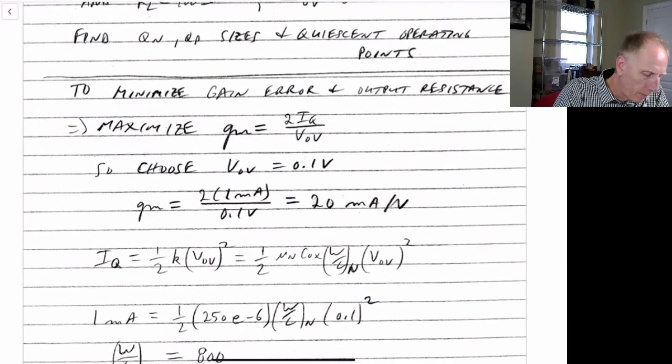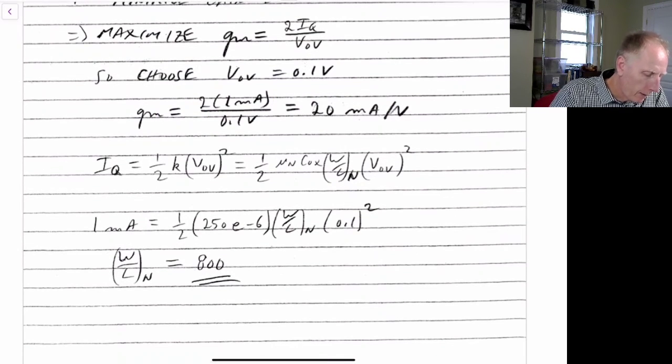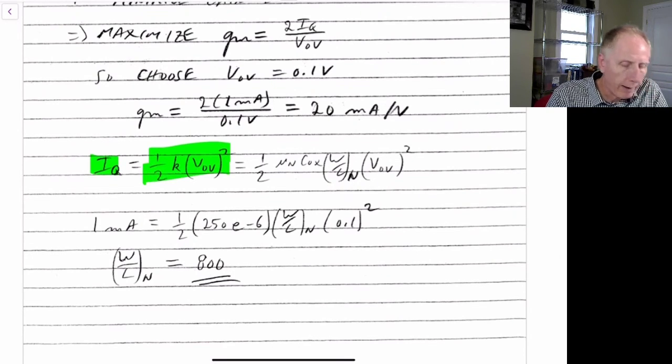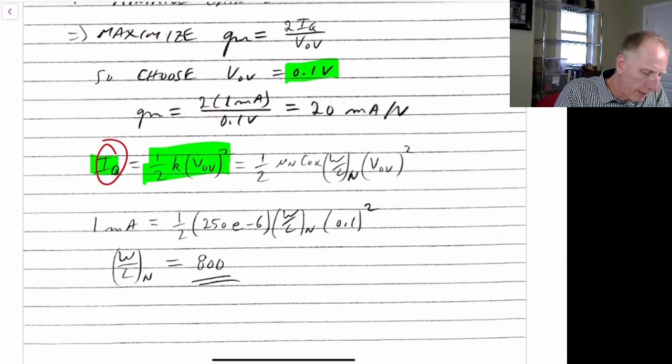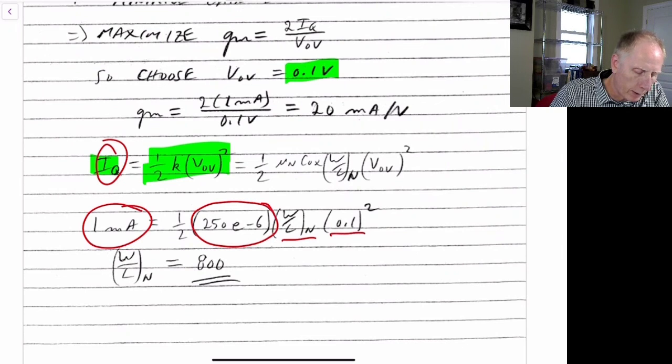So GM is equal to 2 times 1 milliamp divided by 0.1, or 20 milliamps per volt in our DC bias conditions. That tells us that IQ, which we know is equal to 1/2 K times V overdrive squared, with V overdrive equal to 0.1 and IQ equal to 1 milliamp. Mu N Cox was given to us, and 0.1 is the overdrive voltage, so we're trying to find width over length of N. We know everything else in this equation, so we can solve for width over length of N, and that's equal to 800 in this case.